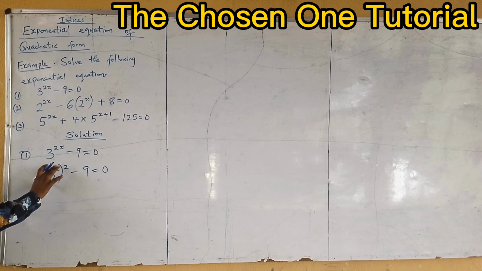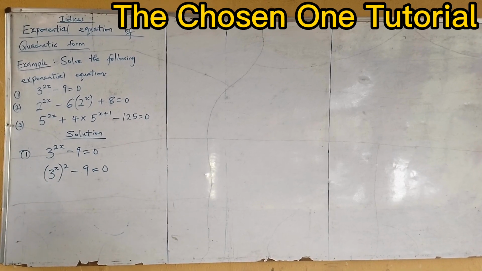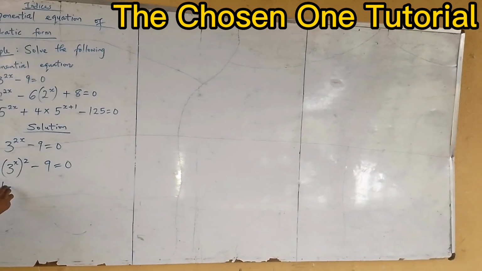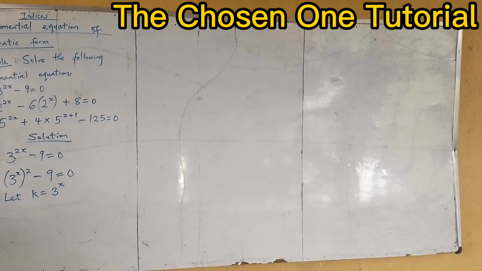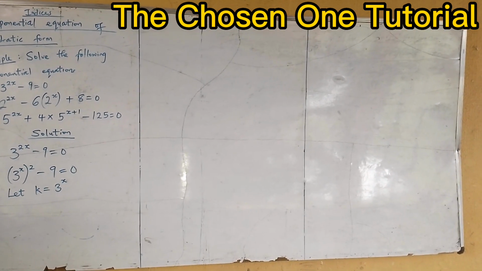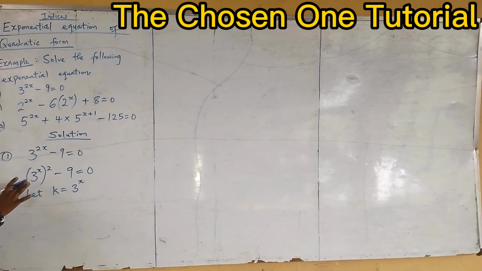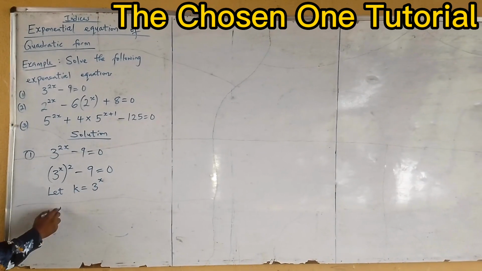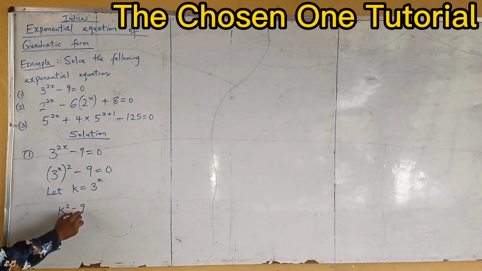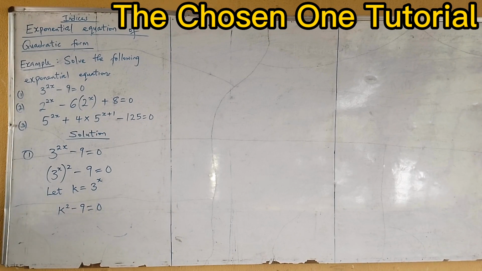Then this 3 raised to power s, which is the exponential equation, you are going to use a letter to represent it. Let k equal 3 raised to power s. So therefore, anywhere we see 3 raised to power s, we are going to write k. So we are going to have k squared minus 9 equal to 0. And don't forget, this is a quadratic equation, so we are going to solve this quadratically.